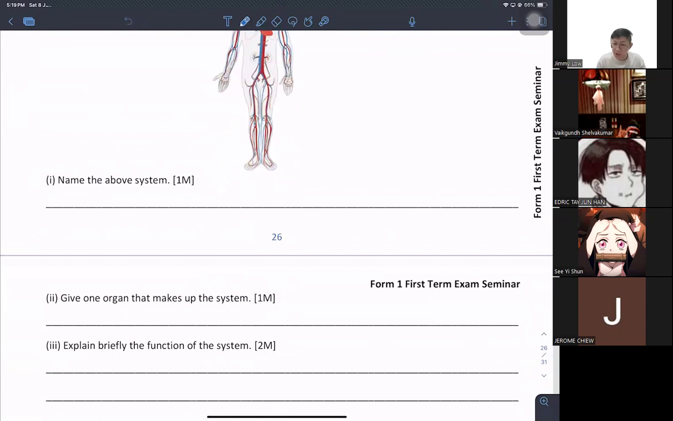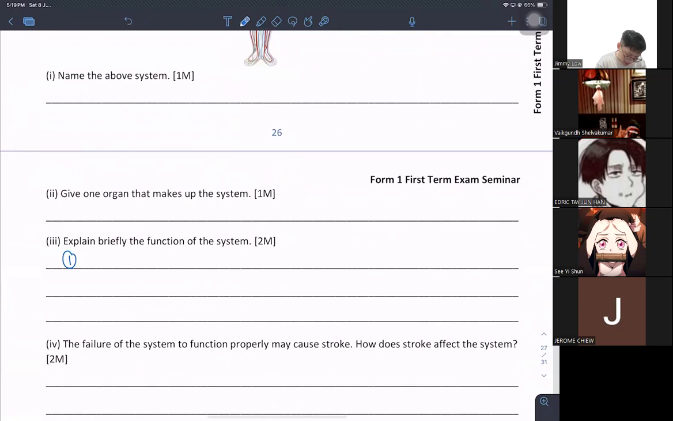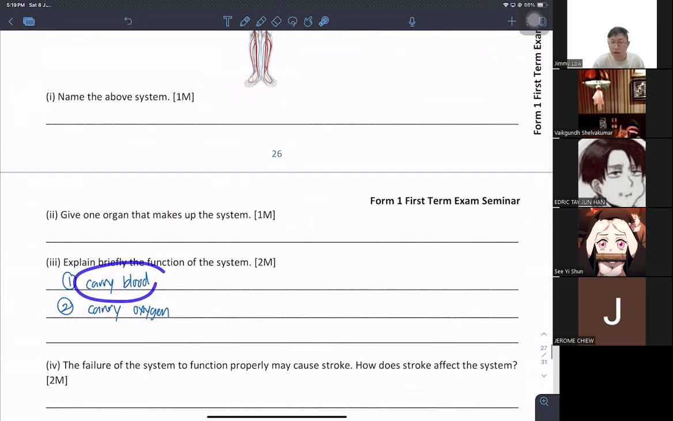So you have to bring out two messages, two points. The first point is carry blood. The second point is carry oxygen. So the first point, you need this system to carry the blood throughout your entire body. And the second thing is why to do so, because the blood itself can carry oxygen to do cell respiration.